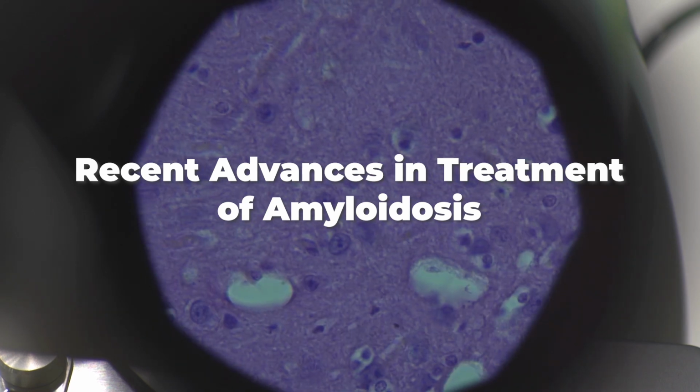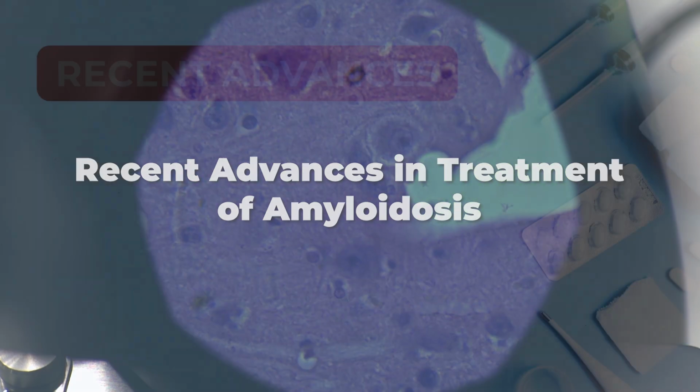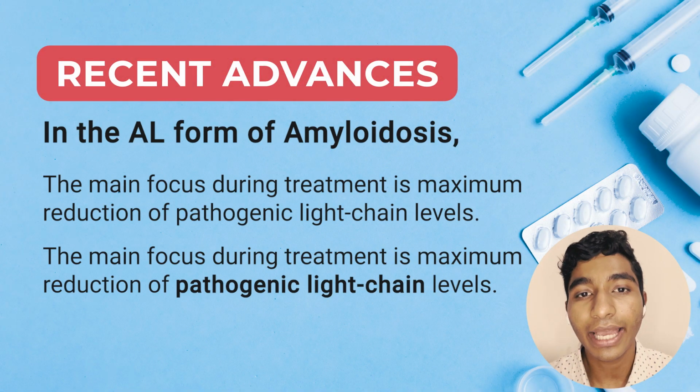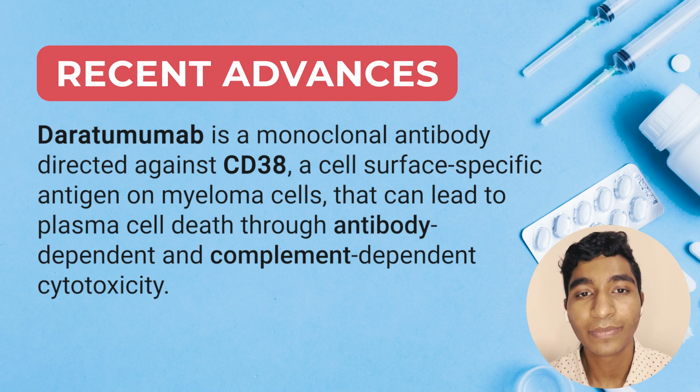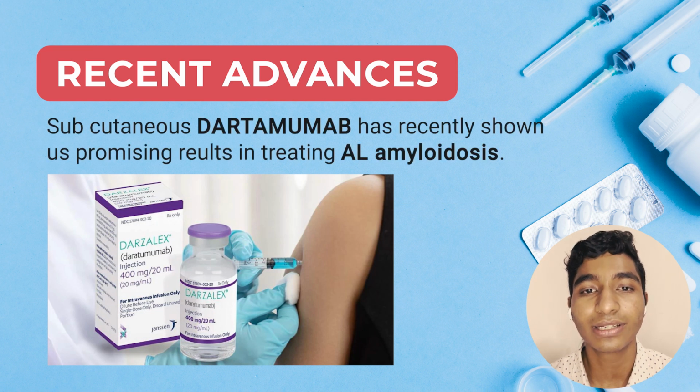Now we will look at the last bit of it, which are the recent advances in the treatment of amyloidosis. As discussed earlier, the AL type of amyloidosis is treated using stem cell transplantation. However, recently, there has been a drug called daratumumab that is a monoclonal antibody directed against CD38, a cell surface specific antigen on myeloma cells, and it has recently been used and tested with a great amount of efficacy regarding the treatment of AL amyloidosis.